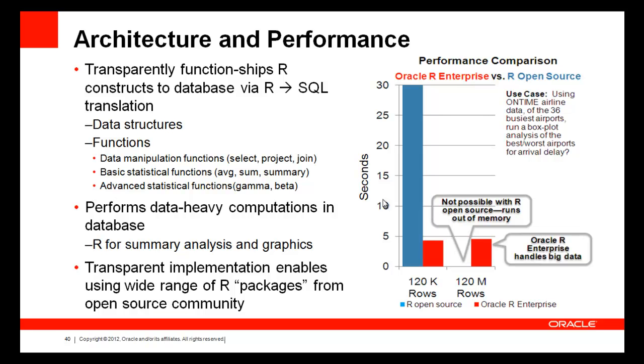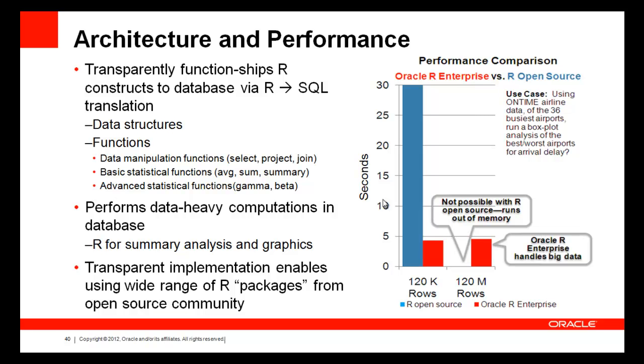So if you look on the right-hand side, this example has a simple use case of 120,000 rows looking at airline data for the departure times, the departure delays, and arrival delays, for a number of years. In a very, very small sample of the data, sure, you can run open source R, it takes 30 seconds, and Oracle R Enterprise will do that in 5 seconds.